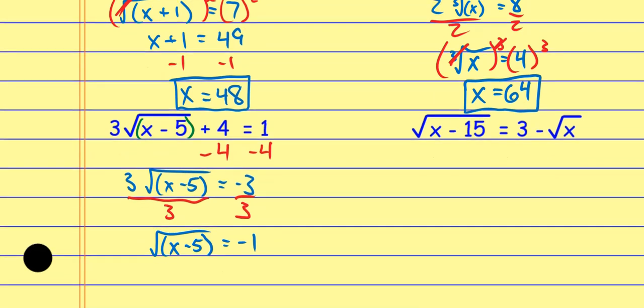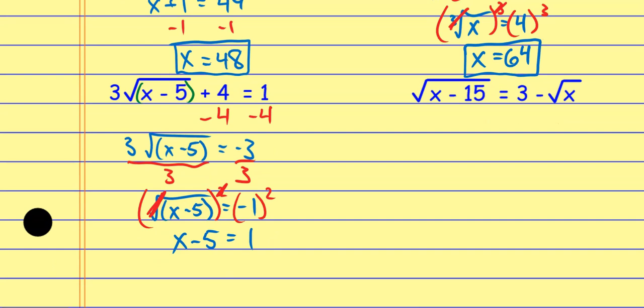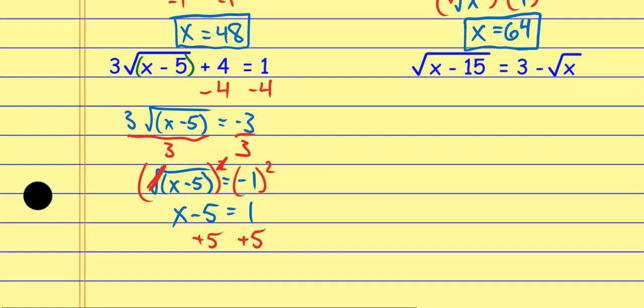So I undo the root next. That's a root of 2, so I use an exponent of 2. To undo a square root, I square each side. The square root and the exponent cancel out, so I'm left with the x minus 5. And see, now I can undo what was in those parentheses. I'm going to add that 5 to each side. So I end up with x equals 6.